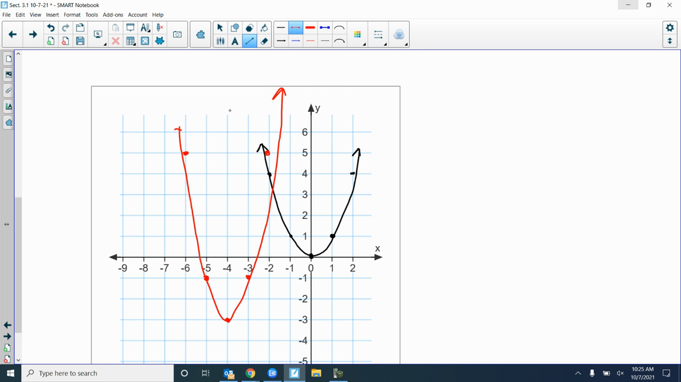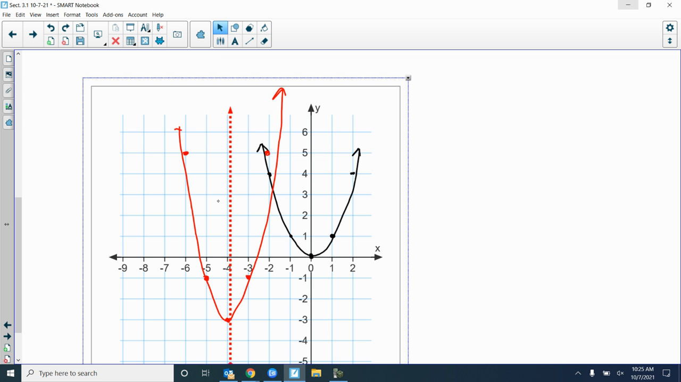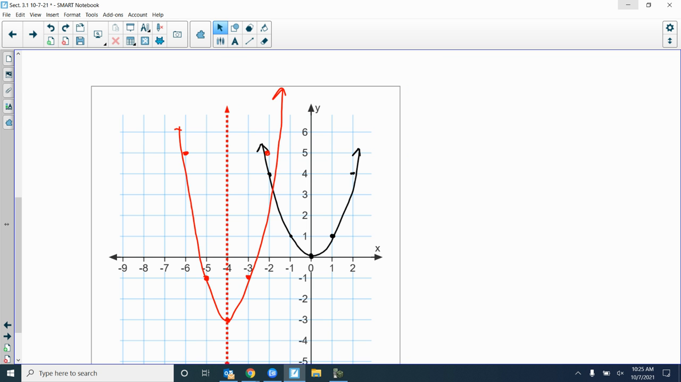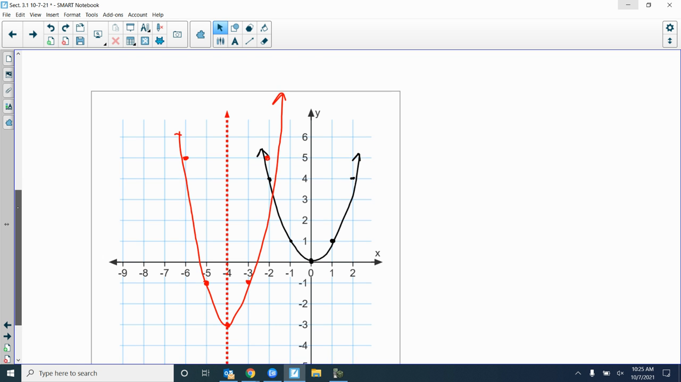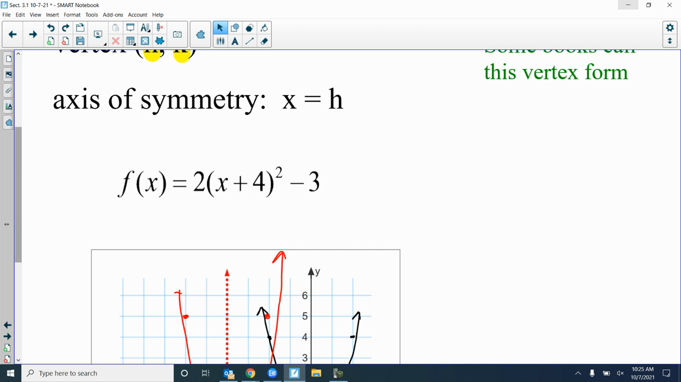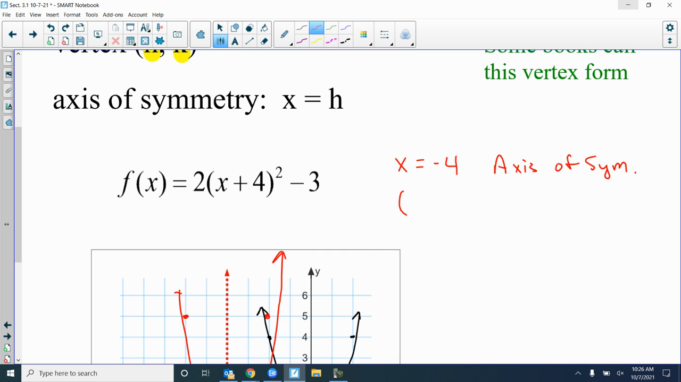Axis of symmetry. Okay, it cuts it in half, and it is a line. Okay, it is a line there. So in this case here, my axis of symmetry is x equals negative 4. And my vertex is -4, -3.